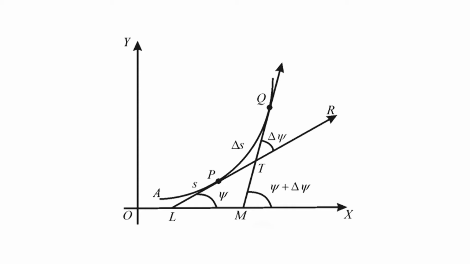We define arc length, or length of arc between two points on a curve, as the distance between the points along the arc. We let the length of the arc measured from a fixed point A to P be S and that from A to Q be S plus delta S. Then the length of the arc PQ is equal to delta S.